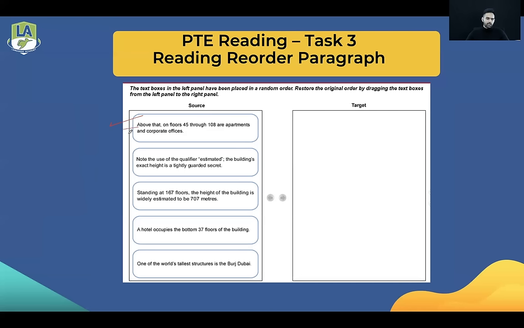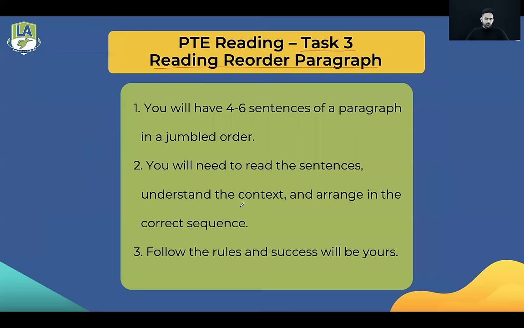You'll have four, five or six sentences here of a paragraph, and all of these are in jumbled order. Means the first sentence can be this or it can be this. The second can be this. The third can be this. What you need to do is you need to read all of these. You need to read all the passages and all the sentences actually. And based on the understanding of the context and using the rules, you need to arrange them here in the correct sequence. So you'll have 4 to 6 sentences in jumbled order.